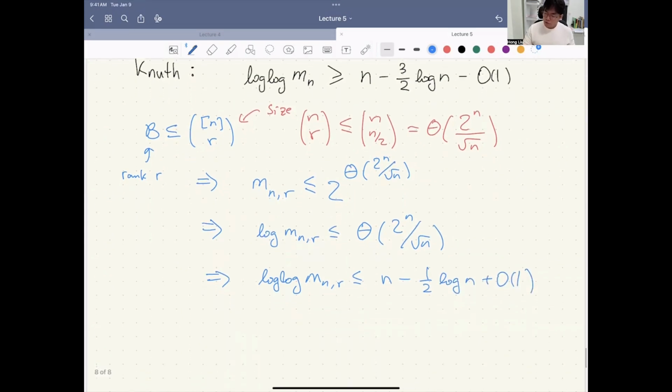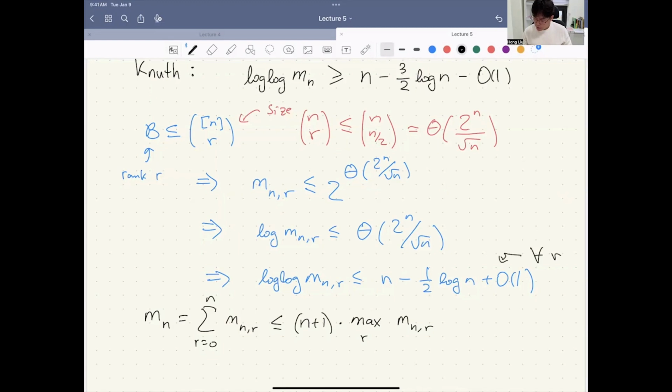Now we can bound M(n). Remember, it is the sum of M(n, R) from 0 to n, which is at most n plus 1 times the maximum of M(n, R) over all R. This is true for any R. So plugging in this bound, this will be a lower order term if you take log. You will get that log M(n) is at most this term.